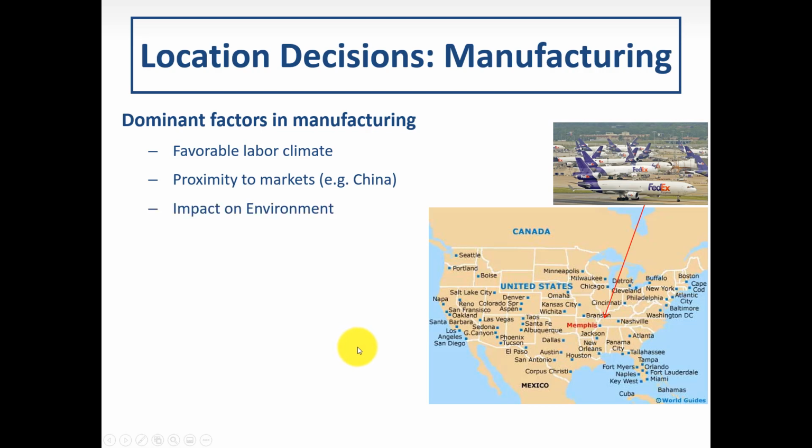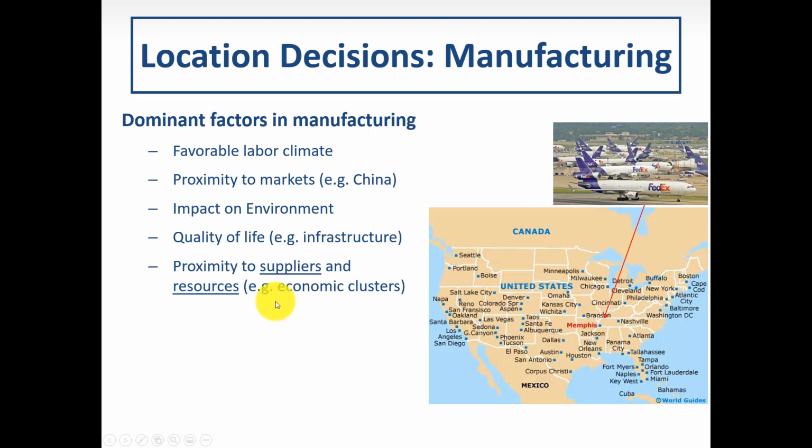You might want to be close to your markets. Let's say China. That's why you have a lot of manufacturing there. It's not just because it's cheap, it's because there's a huge market. BMW, all these brands, they have their manufacturing sites there, and they sometimes produce products or cars just dedicated to that market. You might also consider impact on the environment, because countries or states have different regulations, but also infrastructure, proximity to suppliers and resources.